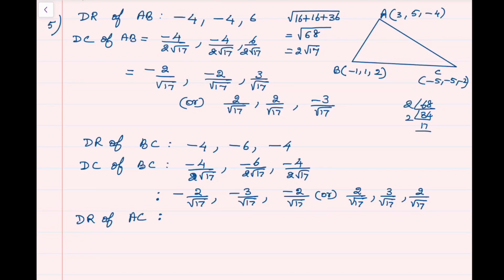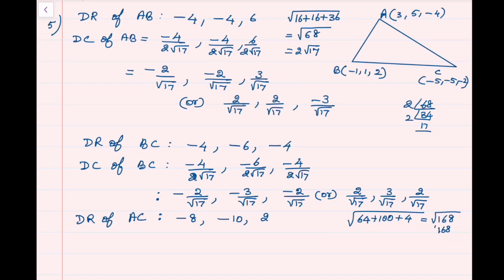Now let us find DRs of AC, or you may write CA also. Let's do C minus A. Minus 5 minus 3 is minus 8. Minus 5 minus 5 is minus 10. Minus 2 plus 4 is 2. We need to find the magnitude. Square root of 8 square plus 10 square plus 2 square. So it is root of 168.